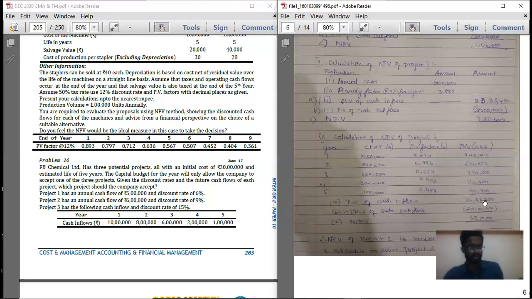Now total all the present values: 8,70,000, 6,04,800, 3,94,200, 1,14,400, 49,700. You are getting 20,33,100. In respect of the 20,33,100, record, therefore, present value of cash inflow. So we have calculated the present value of cash inflow.